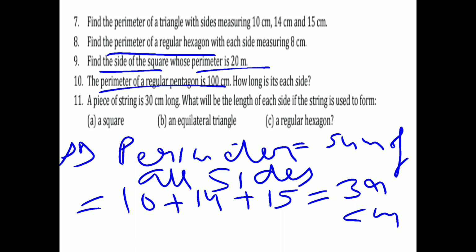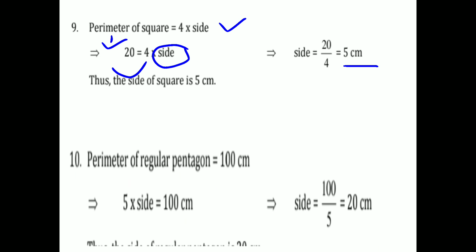Here again the perimeter is given. You have to find the side. Same thing which you have done in question 9. Similar thing you do in question 10. You write perimeter of a pentagon is 100 centimeter, equal to 5 into side. Send this 5 to the other side. It will be divided. Answer comes 20 centimeter. Clear? So I hope you understand how to do question 1 to 10.